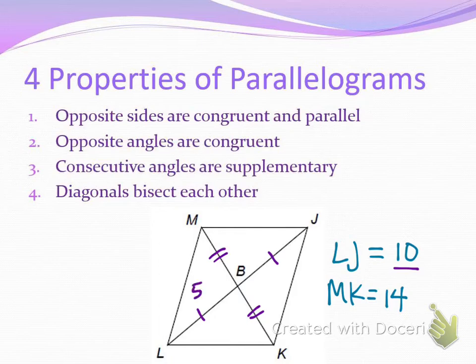5. And JB would be? 5. And MB would be? 7. Because the full length is 14. So that means BK would be? 7. Okay, so that's what we're talking about when they've been bisected. The two halves are equal.